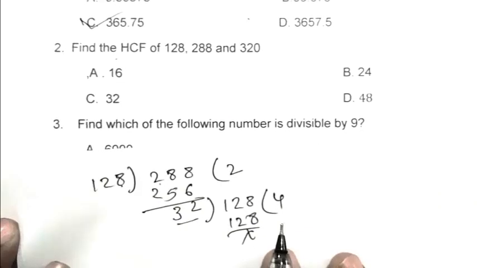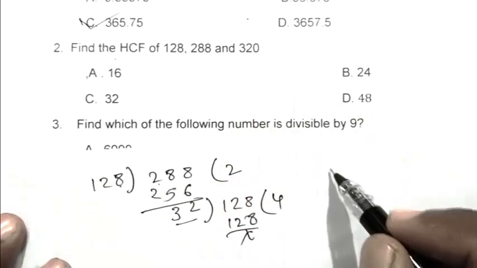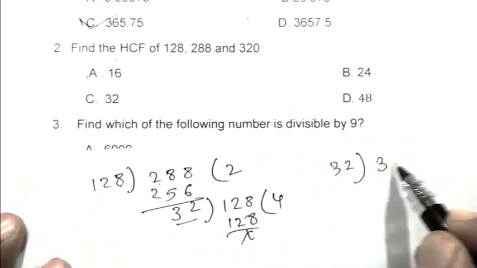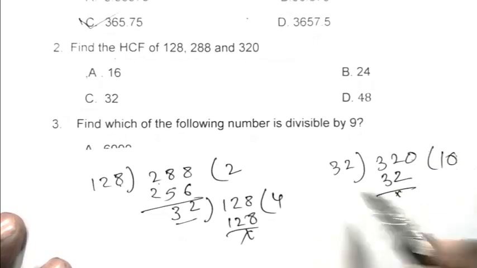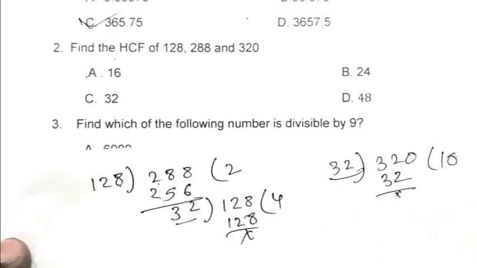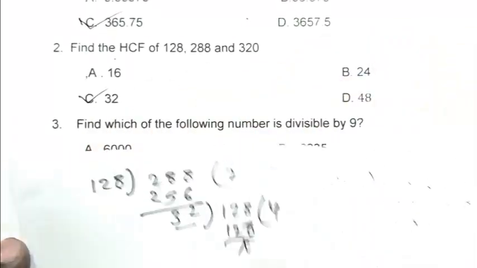After that we calculate the HCF of 32 and 320. So 32 into 320, 10 times, remaining 0. So the HCF is 32. C is the right answer.